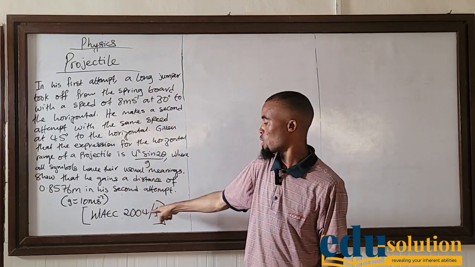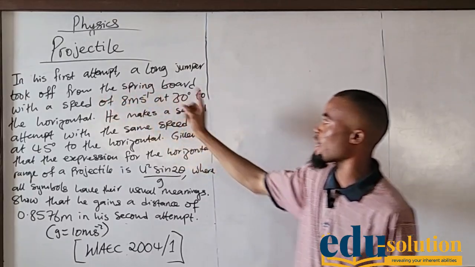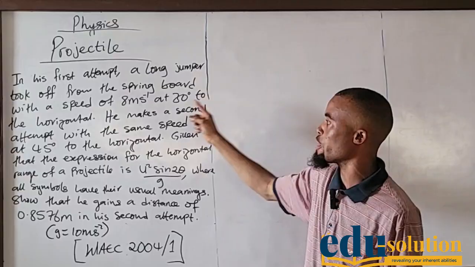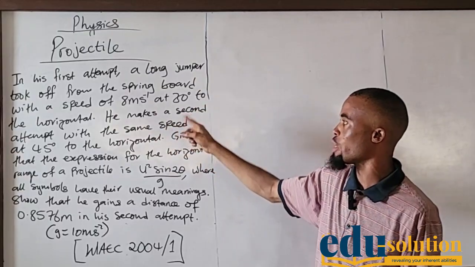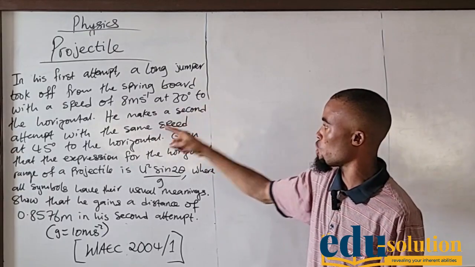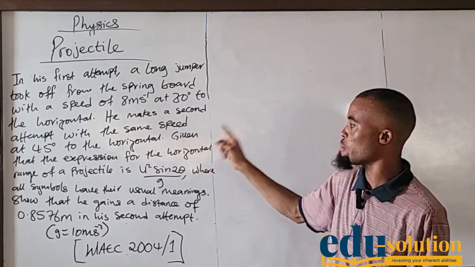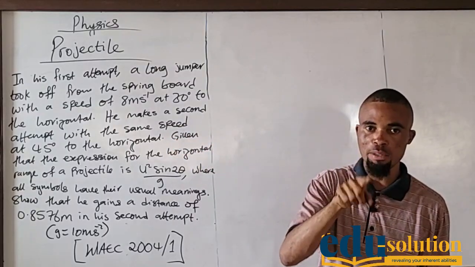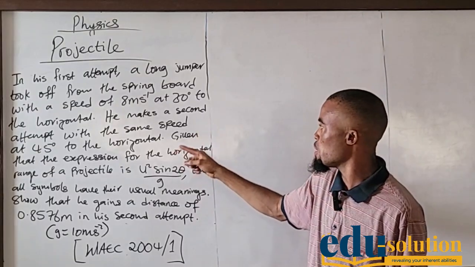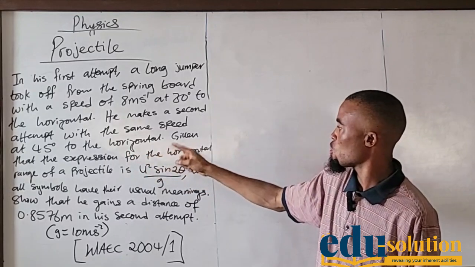This is a WAEC 2004 question number 1. It says, in his first attempt, a jumper took off from the springboard with a speed of 8 meters per second at 30 degrees to the horizontal. He makes a second attempt with the same speed. Please take note of that, the same speed. So that means the speed didn't change. So with the same speed at 45 degrees to the horizontal.